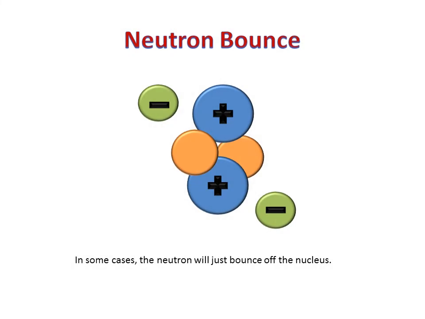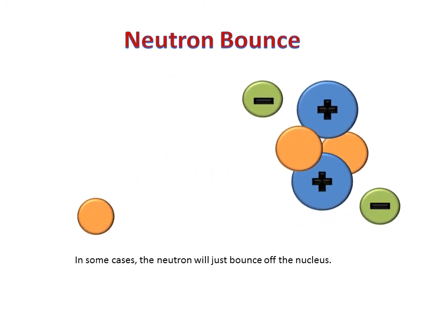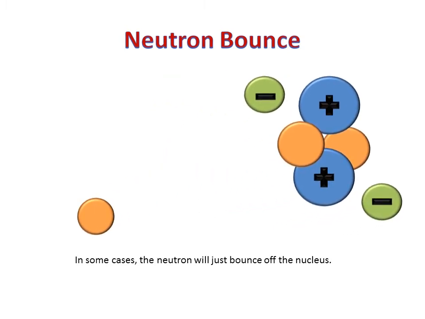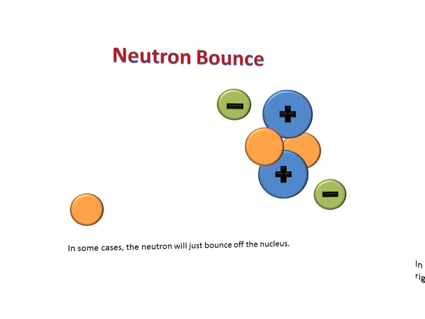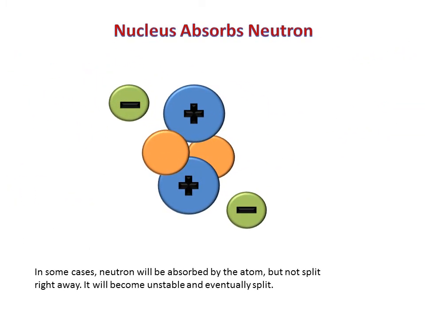In some cases, when a nucleus is hit with a neutron, it will just bounce off, causing almost no change except increase of the velocity of the atom. A neutron can also be absorbed into the nucleus of the atom without splitting the atom right away. However, it causes the atom to become unstable and will eventually split anyway.